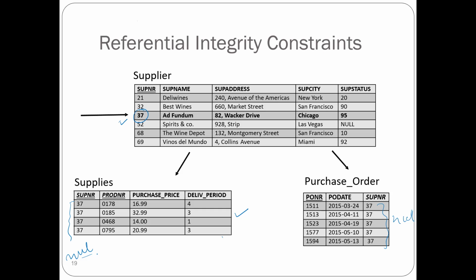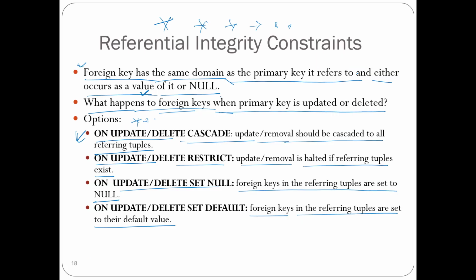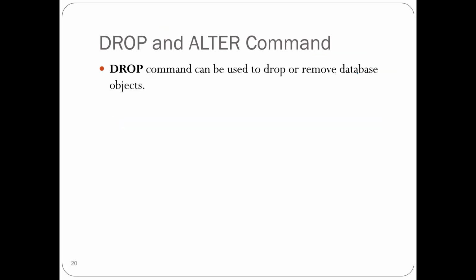And the last option is setting to default, which simply means that if we had defined some default value for the supplier number in the foreign key, then let's put that default value when the corresponding tuple from the reference table gets deleted. Alright, so this is a very interesting example which will help you in understanding these four options. The four options we just discussed for referential integrity actions are extremely important. You should understand their meaning and the difference.